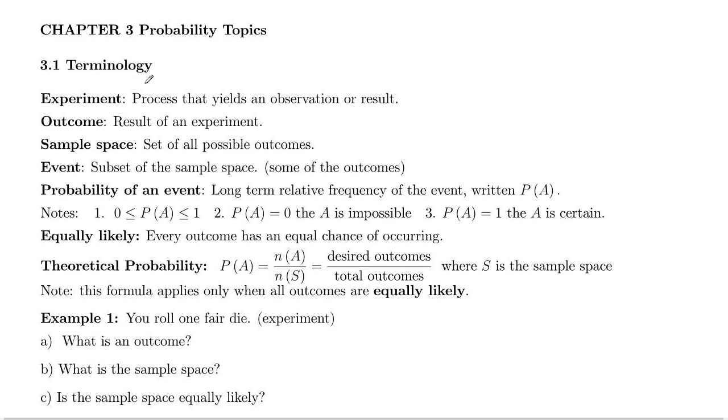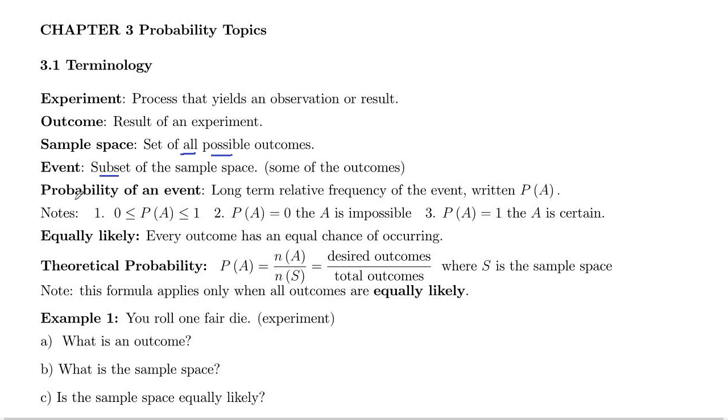So first, let's start off with some terminology here. Your experiment is whatever process that you go through to get an observation or a result, and your outcome is a result of an experiment. The sample space is the set of all possible outcomes, and then an event is just going to be a subset of the sample space. So that's some of the outcomes.